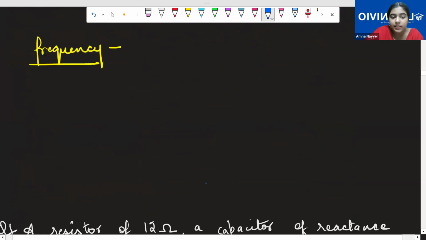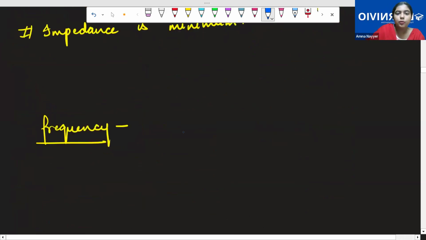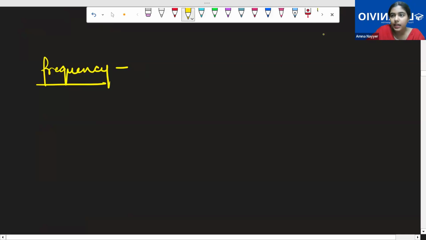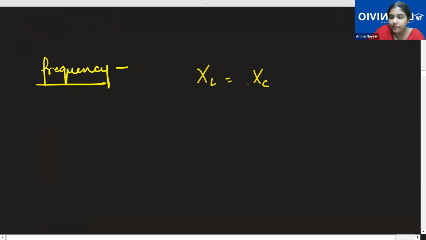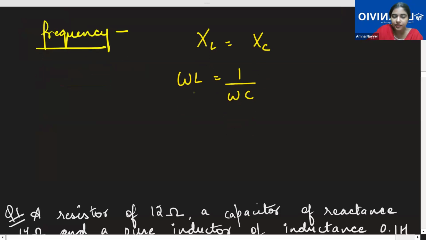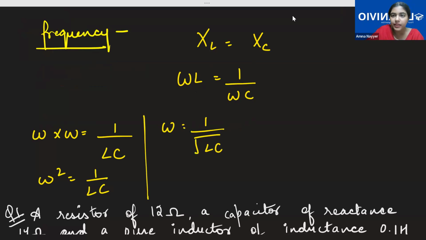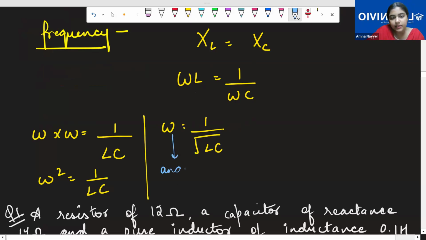What about its frequency? See, if Z is equal to R, this frequency one is very important, class. Look, XL is equal to XC. So this means omega L is equal to 1 by omega C if I write their values. Now let's just interchange. If I shift it here, I can say omega into omega is equal to 1 by LC. That means omega square is equal to 1 by LC. That means omega is equal to 1 by under root LC.